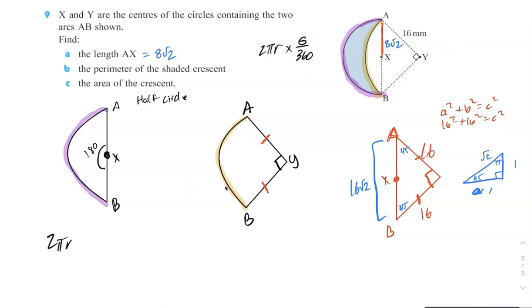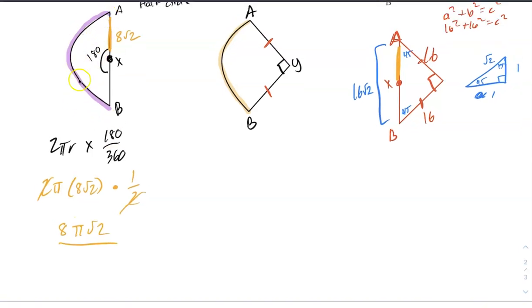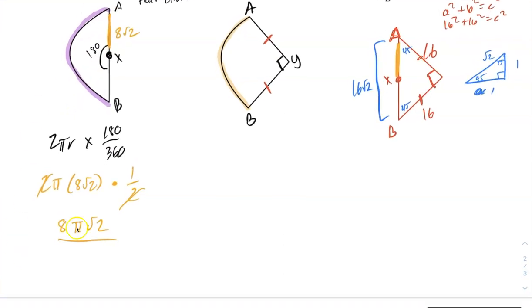So 2 pi r times, in this case, 180 over 360. This is half the circle, so my angle will be 180, which reduces to 1/2. What is my radius, though? We just found it right here. It's the same thing. It's 8 rad 2. So I'm going to get 2 pi times r, which is 8 rad 2, times 180 over 360, which is 1/2. I can reduce these, and I get 8 pi rad 2. That's the length of this purple arc right there. So 8 pi rad 2 is the length of that arc.